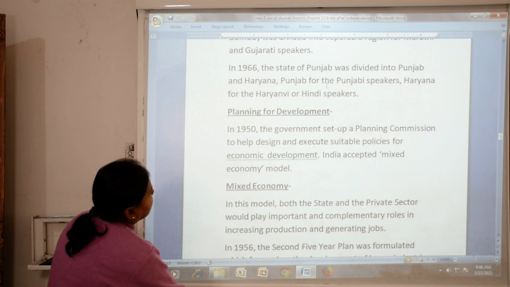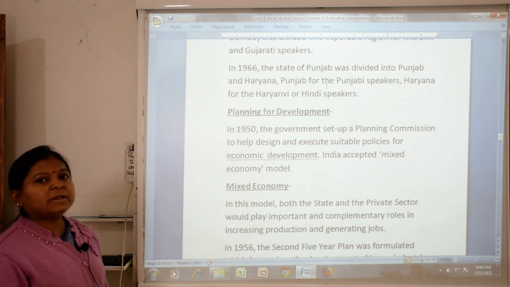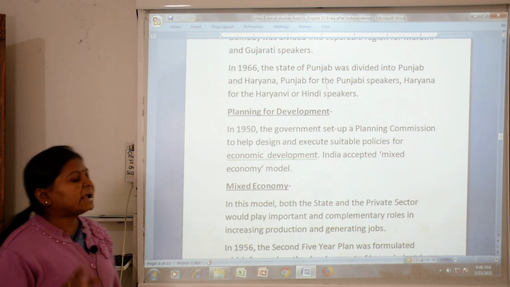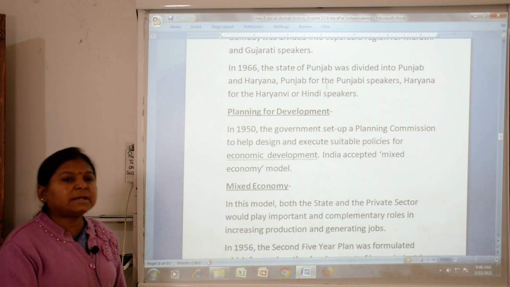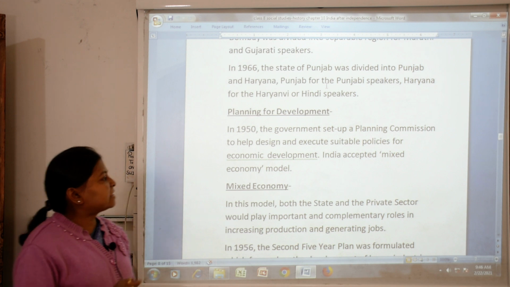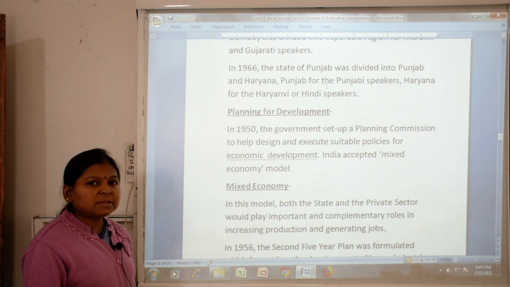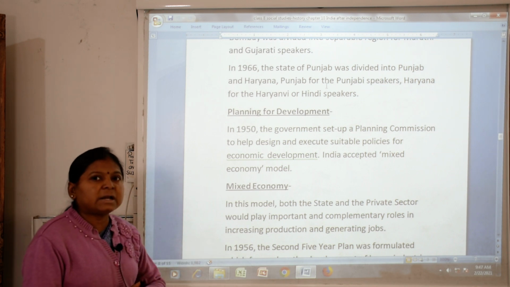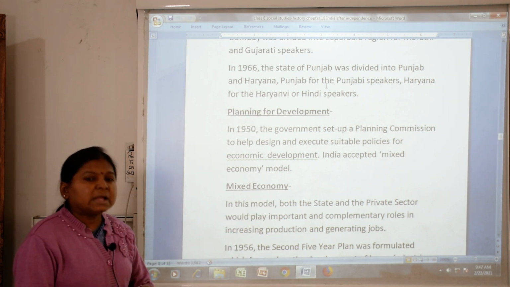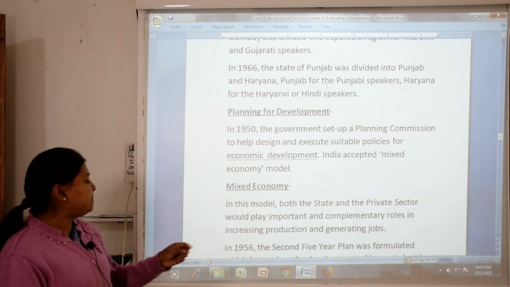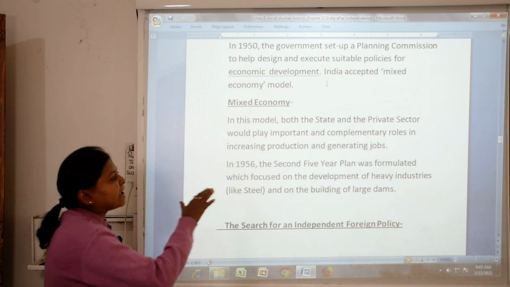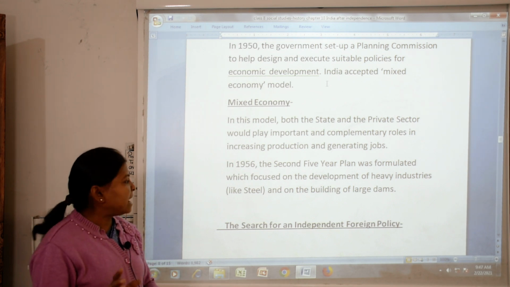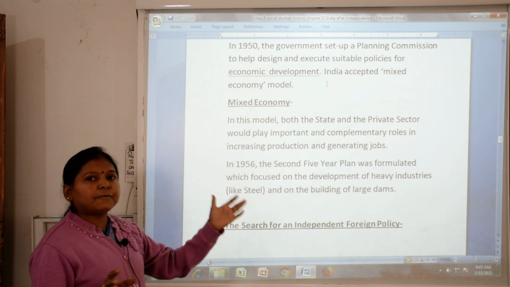Now, after that, what type of planning was done? Planning for development: what does it mean? In 1950, the government set up the Planning Commission to help design and execute suitable policies for the economic development of the country. Do you know, India accepted the mixed economy model. What does it mean? Mixed economy means in this model both the state as well as the private sector play important and complementary roles in increasing production in our country. By this they can generate more jobs for the people. So in 1956, the Second Five-Year Plan was formulated, which focused on the development of heavy industries like steel plants and on the building of large dams. In this way they focused during that time.